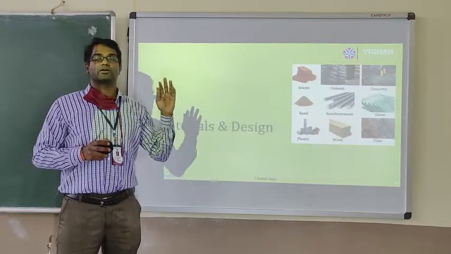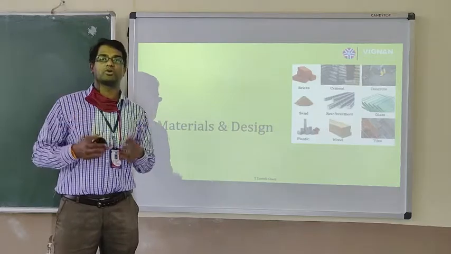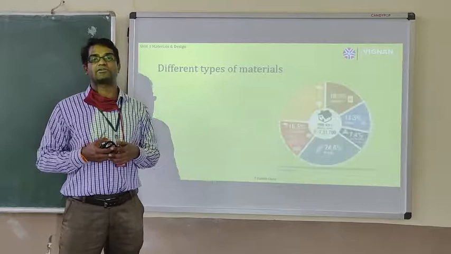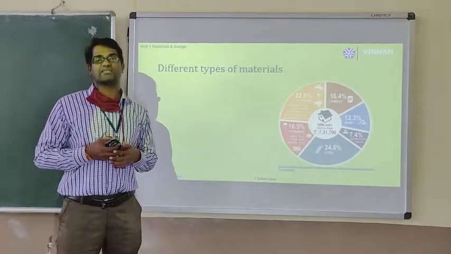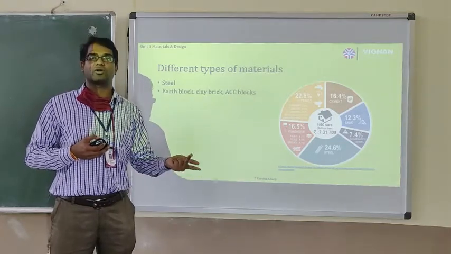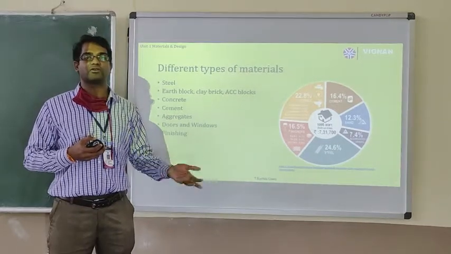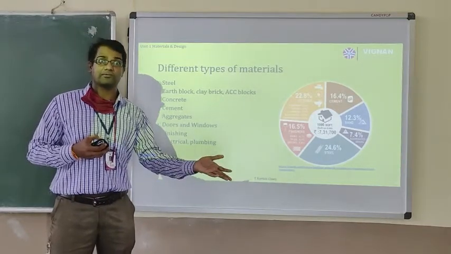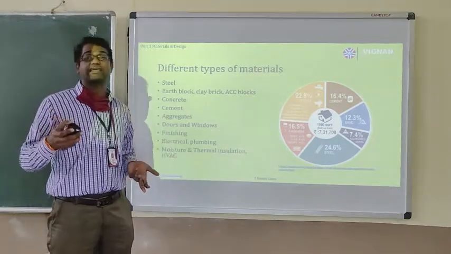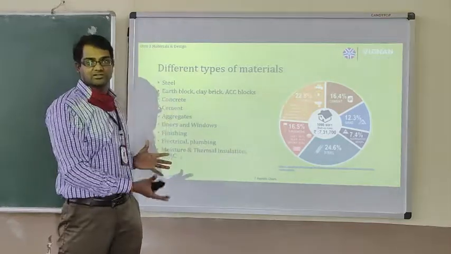So carrying on, this subject mainly deals with RCC, so you need to know the materials and the design part of it, right? So what are the different types of materials which we come across in RCC? We have steel, we have earth block, clay brick or AAC block, we have concrete, we have cement, we have aggregates, we have doors and windows, we have finishing, we have electrical, plumbing, we have moisture and thermal insulations, which we often call HVAC. So we combine all these materials in order to make our structure, right?